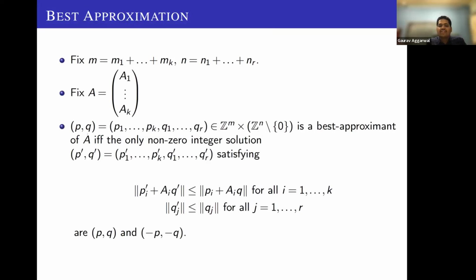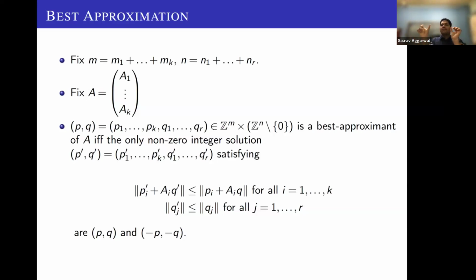only non-zero integer solution satisfying the inequality, corresponding to this decomposition, where the error should be less in all the cases and the norm of the q_j's is less in all cases, this thing is not possible. In other words, it's a multi-level thing. So the levels are now given by this decomposition.